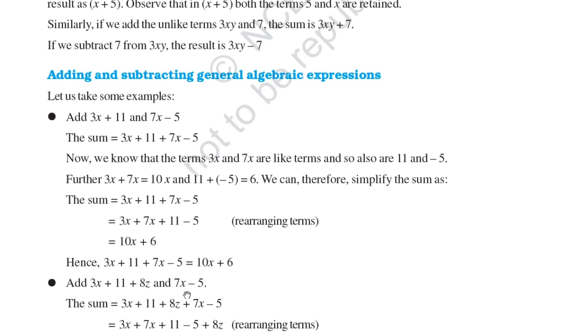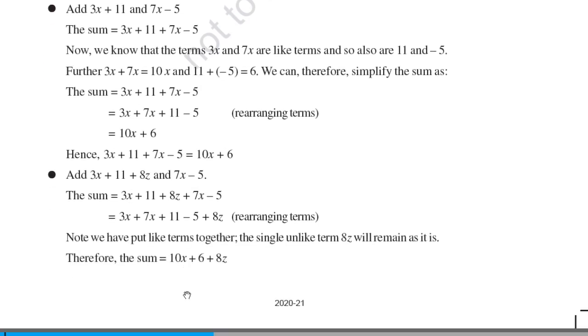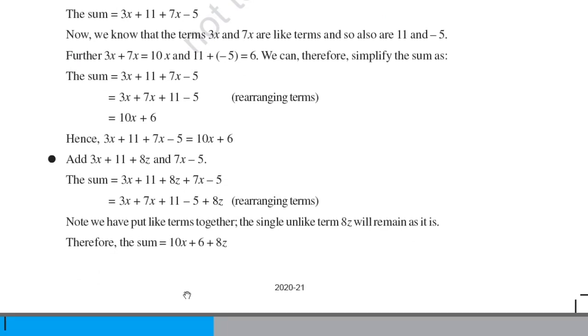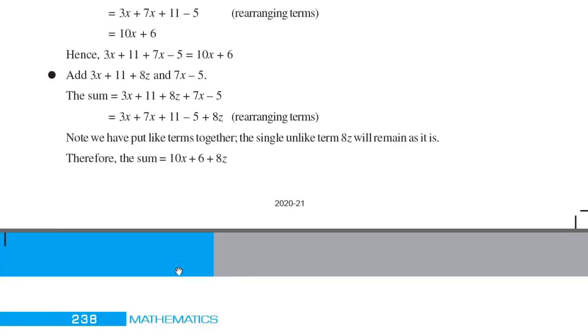Now add 3x plus 11 plus 8z and 7x minus 5. So the sum is 3x plus 11 plus 8z plus 7x minus 5. We are rearranging the terms, so x and x will come together. So we will have 3x plus 7x plus 11 minus 5 plus 8z. Note we have put like terms together, and the single unlike term 8z will remain as it is. Therefore the sum is 10x plus 6 plus 8z.